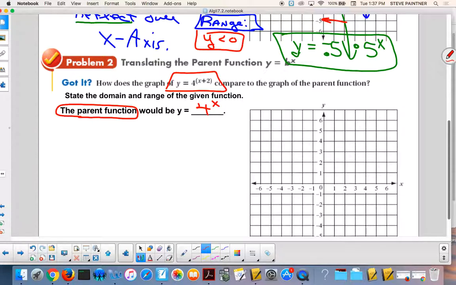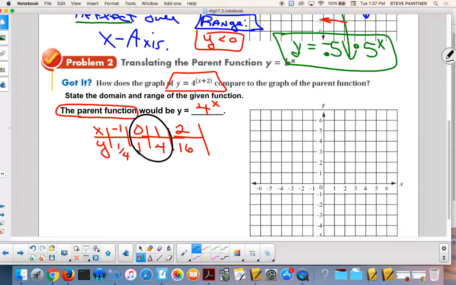That's all it is. So if you want to graph your parent, just quickly throw in a couple of points, and of course, by now you should know all I care about are those two. 0 gets what when you plug it in? 1. 1 gets what? 4. And I can do another one with you. 2 gets what? 16. What does negative 1 get? 1/4. I'll be honest with you again, I care about those two.